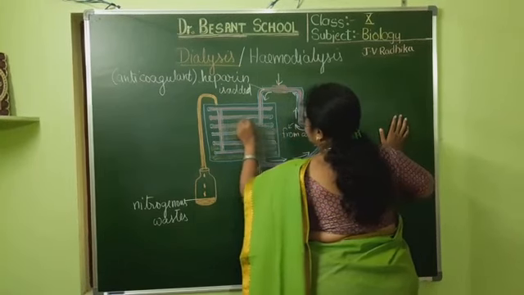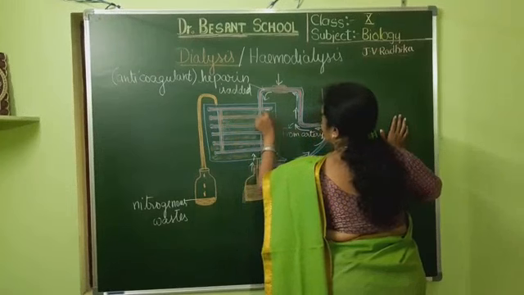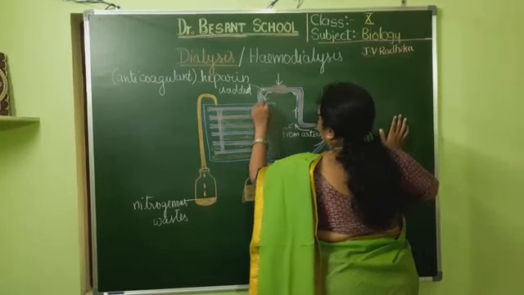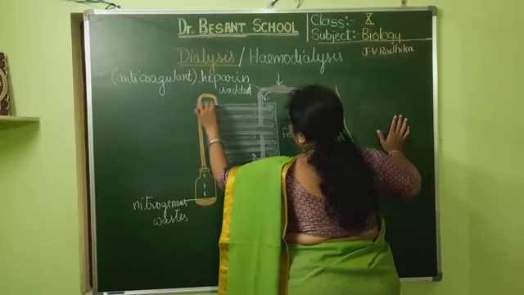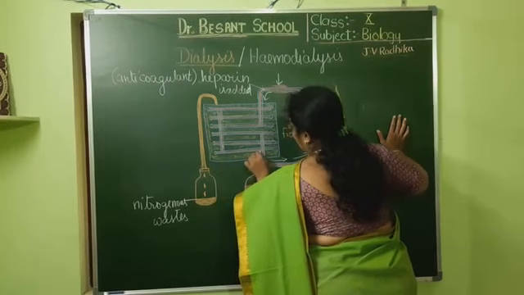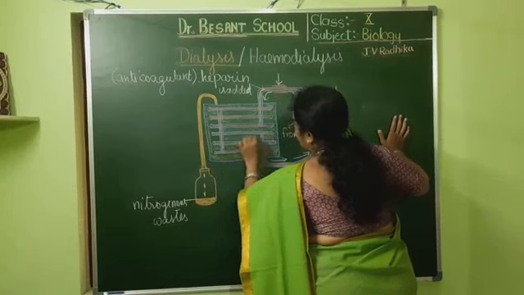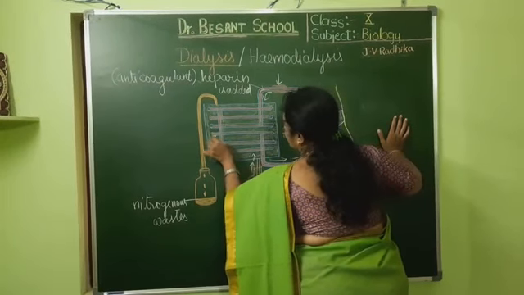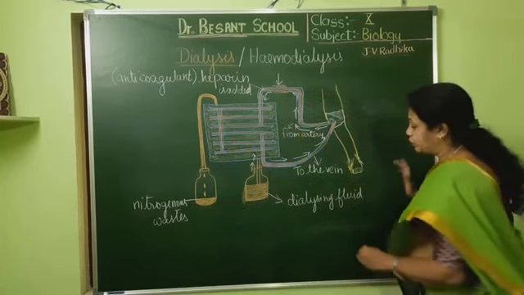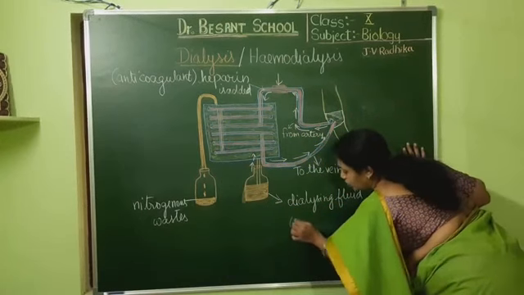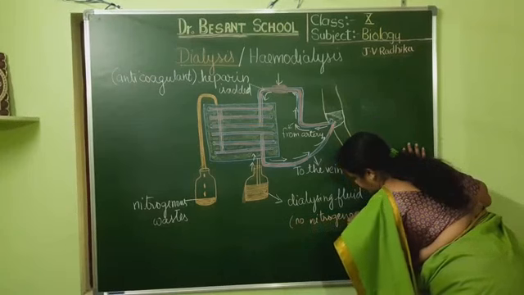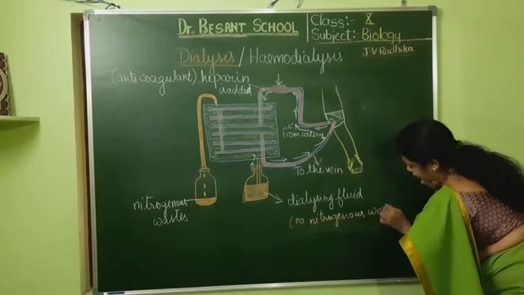Now what happens is, the blood is collected from the major artery of the body and it passes through this dialyzing fluid. As it passes through the dialyzing fluid, the composition of the dialyzing fluid and the blood will vary. How will it vary? The blood will contain the nitrogenous waste which is absent in the dialyzing fluid. So in this region there is no nitrogenous waste. This does not contain any nitrogenous waste.